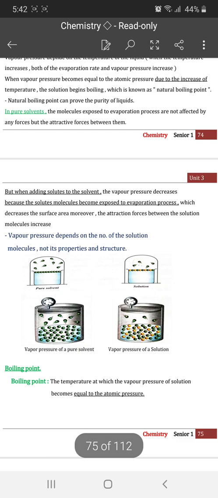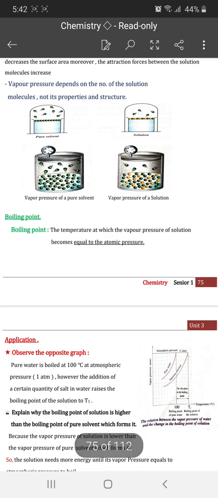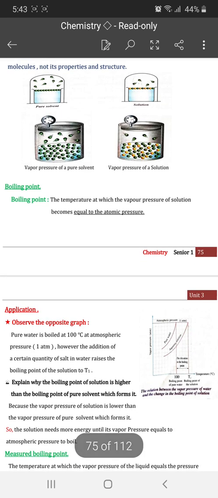So we will differentiate between the vapor pressure of the pure solvent and of the solution. The vapor pressure in case of pure solvent is high, but by adding a solute to the solvent to make a solution, the vapor pressure will decrease. So we have a depression in vapor pressure by adding the solute. If we convert the pure solvent into solution, the vapor pressure will be decreased.